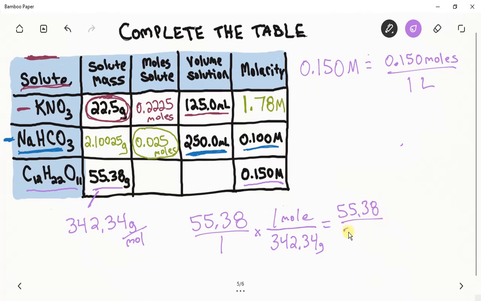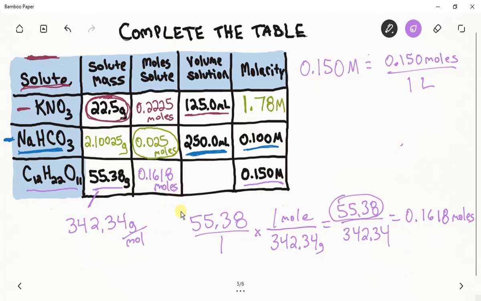And you multiply them together, which gives you 55.38 over 342.34, which is 0.1618. So 0.1618 is how many moles we have when we only have 55.38 grams of C12H22O11. So let's write that in the box. Under moles of solute, we're going to write 0.1618 moles.